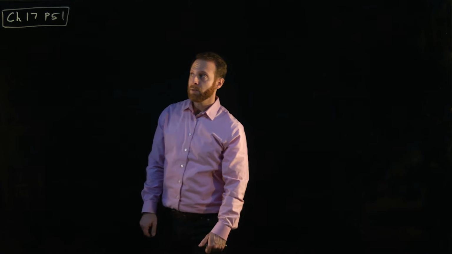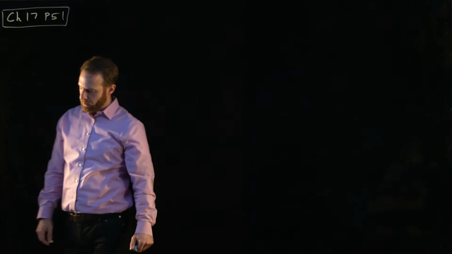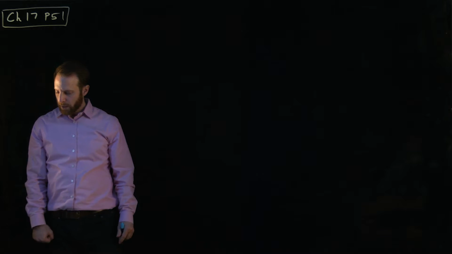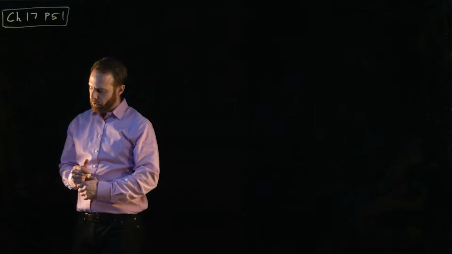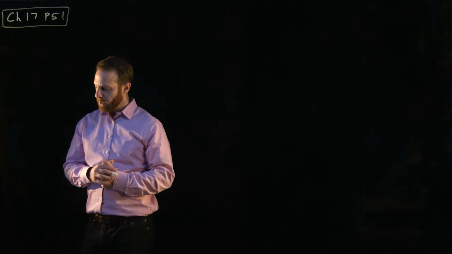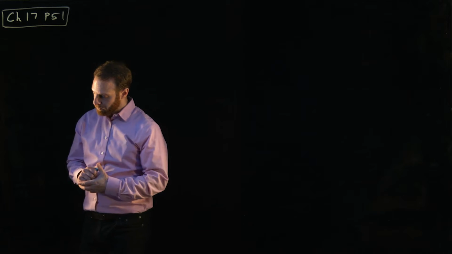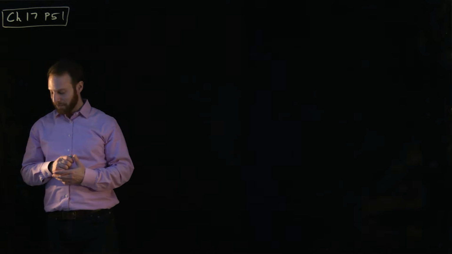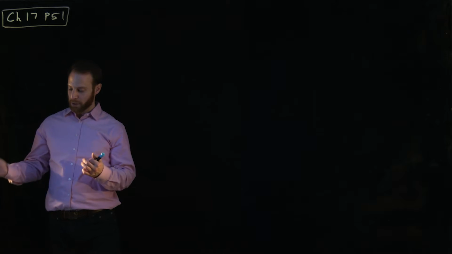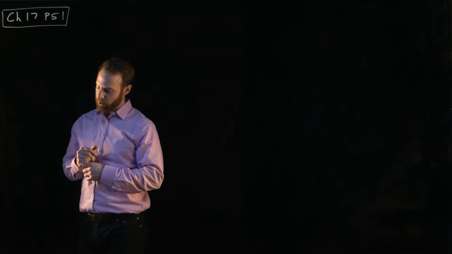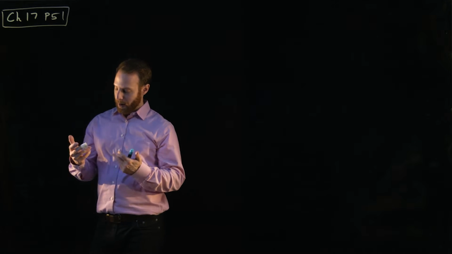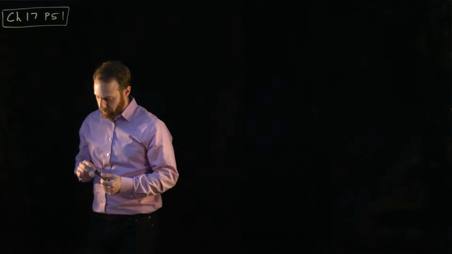Okay, Chapter 17, Problem 51. Here we're told that the electric field between the plates of a paper-separated capacitor is 8.24 times 10 to the 4 volts per meter. The plates are 1.95 millimeters apart, and the charge on each is 0.675 microcoulombs. We are asked to determine the capacitance of this capacitor and the area of each plate.